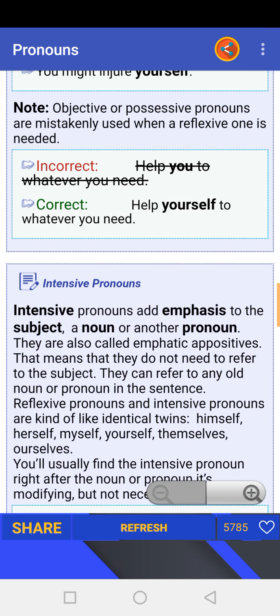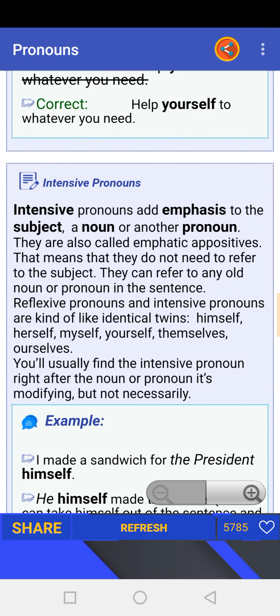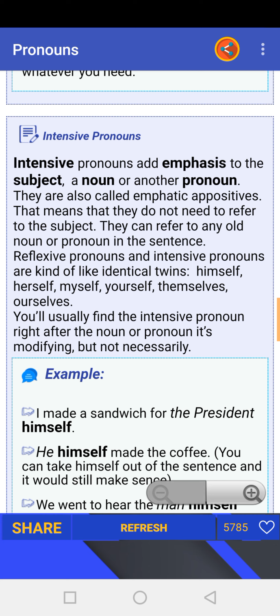Let's go to intensive pronouns. Intensive pronouns add emphasis to the subject, a noun or another pronoun. They are also called emphatic appositives. That means that they do not need to refer to the subject. They can refer to any old noun or pronoun in the sentence. Reflexive pronouns and intensive pronouns are kind of like identical twins: himself, herself, myself, yourself, themselves, ourselves.